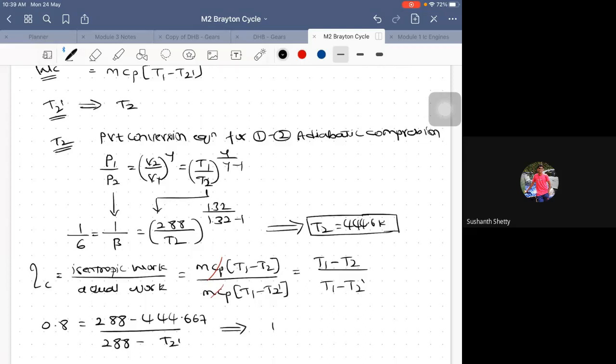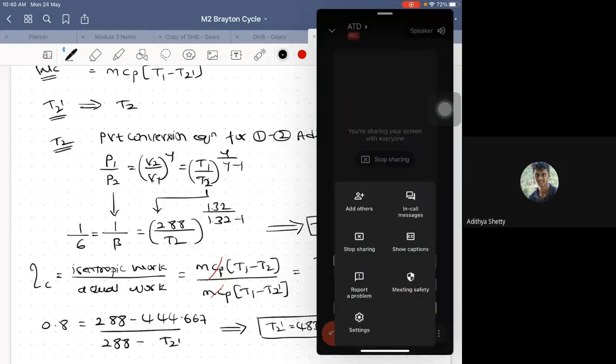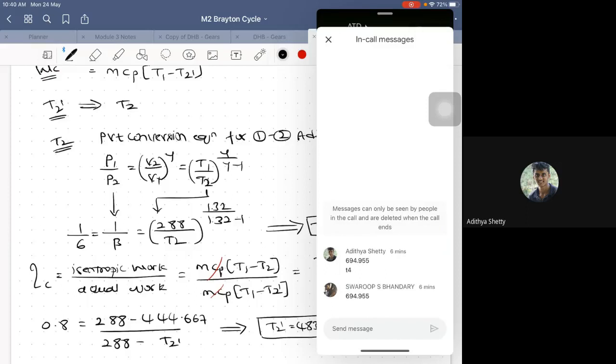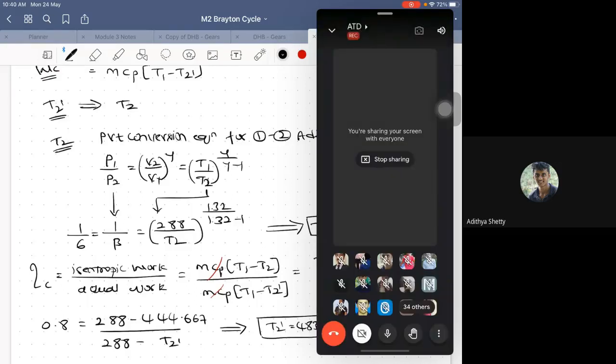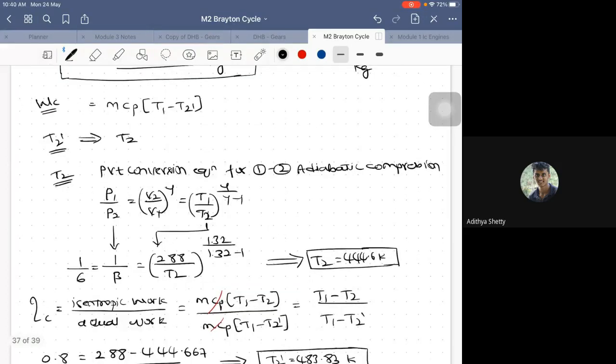So from this, the value of T2 dash, you will get as how much? 483.83. Is that correct? Everyone is getting the same value? Just check the value. So once you get it, take the same old equation there.